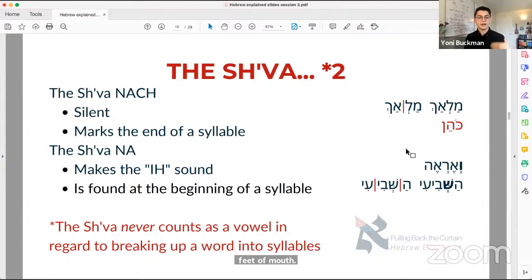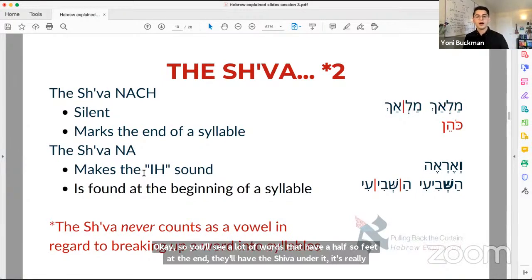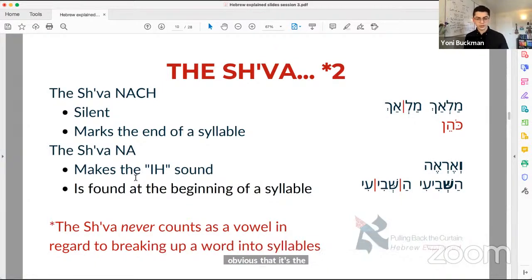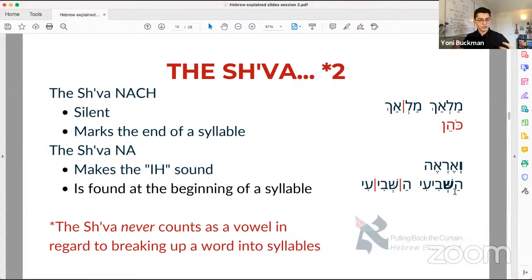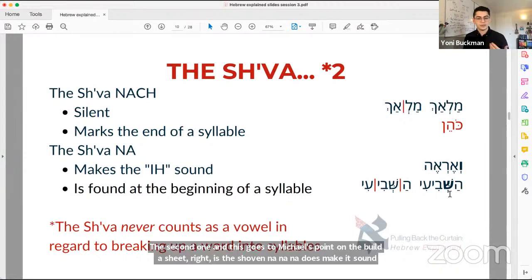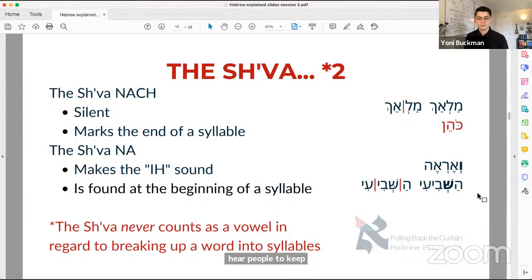So that's unnecessary. The second one, and this goes to Michael's point on the bereshit, is the shva na. The shva na does make a sound. It makes an i sound, and it's found at the beginning of the syllable. So if you hear people do kiddush, you'll hear them say, uvayom ha-shivi'i. That's because that is a shva na. It's at the beginning of a syllable, and it does make a sound. It makes that i sound.